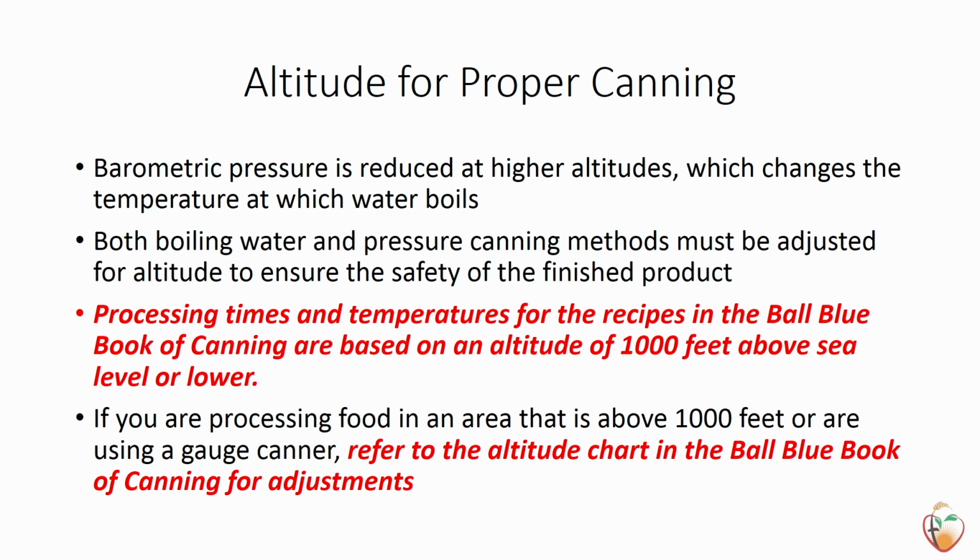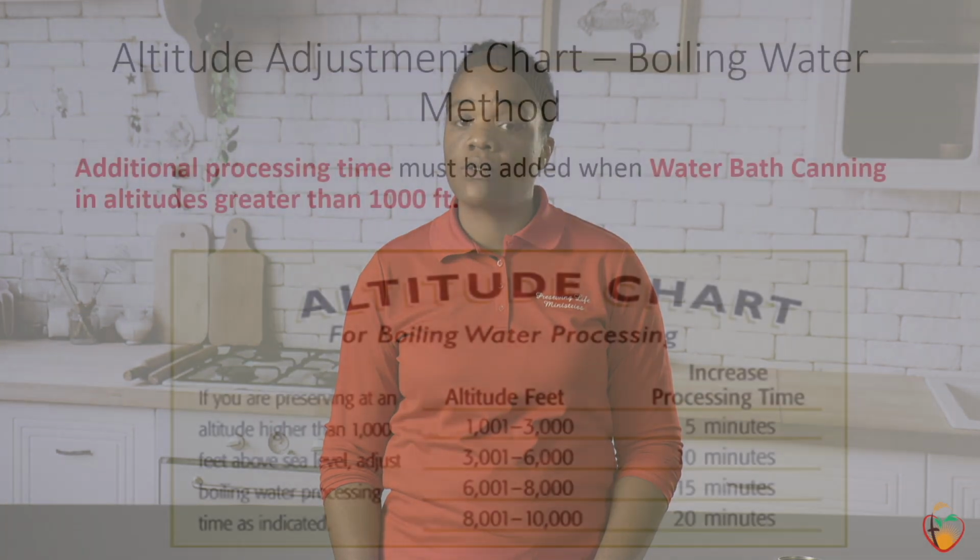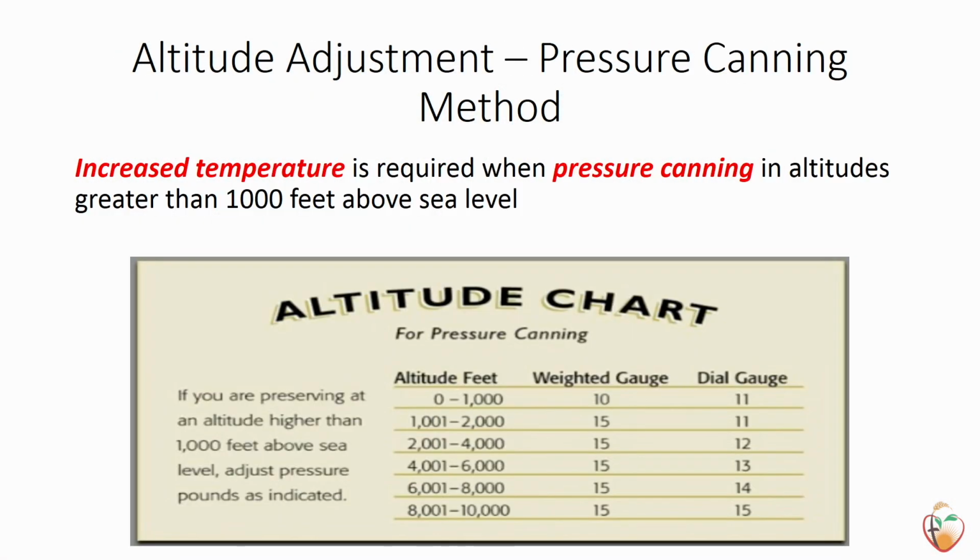Altitude plays a big part in the canning process. Processing times and temperatures for the recipes in the Ball Blue Book of Canning are based on an altitude of 1,000 feet above sea level or lower. If you are processing food in an area that is above 1,000 feet or are using a gauge canner, refer to the altitude chart in the Ball Blue Book of Canning for adjustments. Additional processing time must be added when water bath canning in altitudes greater than 1,000 feet. Increased pressure is required when pressure canning in altitudes greater than 1,000 feet above sea level.